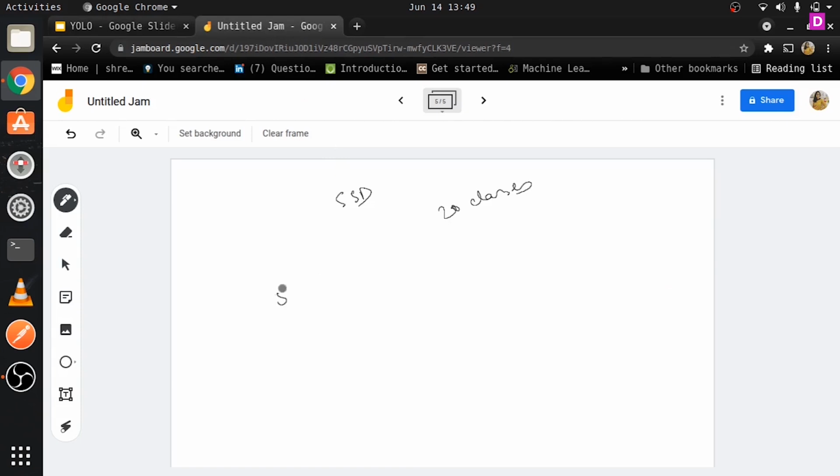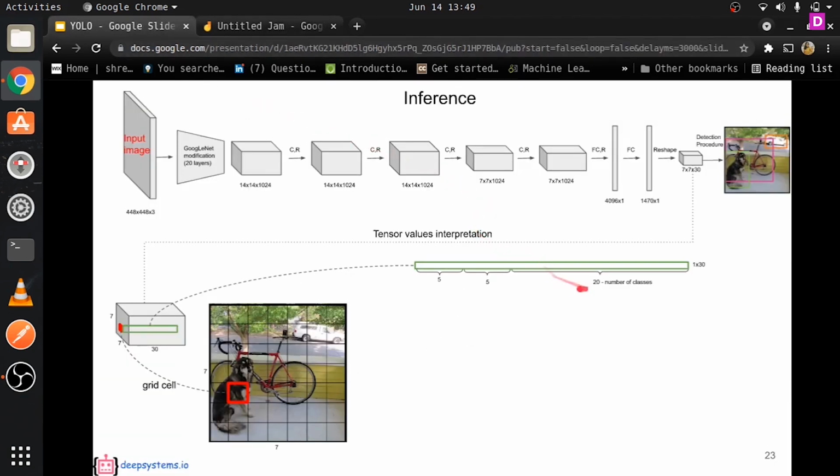So you have 5 bounding box 1 values, 5 bounding box 2 values, and 20 class scores. Class scores basically tell that the object belongs to that particular class. So 20 classes. Now here let me show you. One class score is basically a probability.